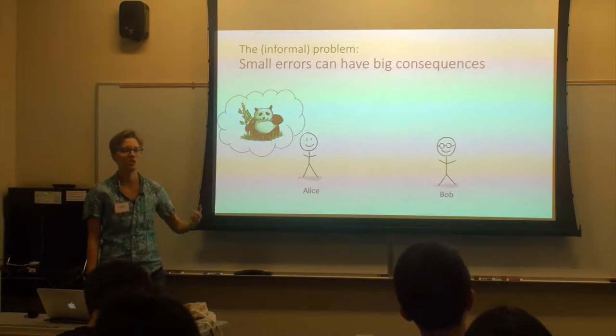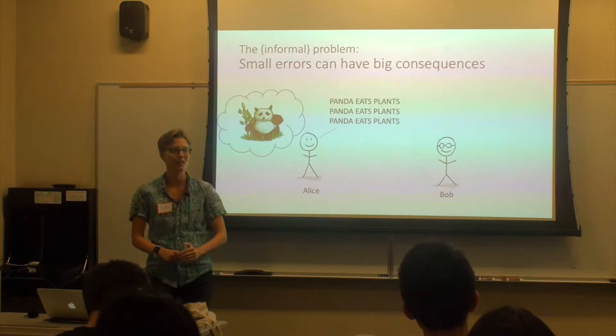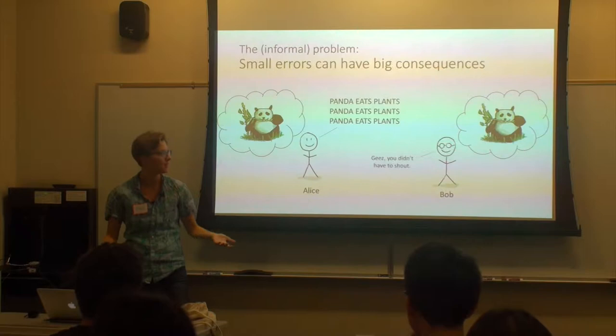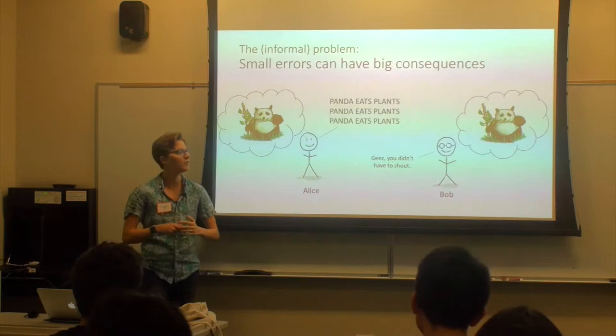So what should Alice do? Well, we already saw one solution. She can repeat herself and talk louder. "Panda eats plants, panda eats plants, panda eats plants," in all caps. Bob gets the idea, panda eats plants. Maybe he's a little annoyed at Alice, but this mostly works. But the point of error correcting codes is we want to figure out a more parsimonious way for Alice to solve this problem.